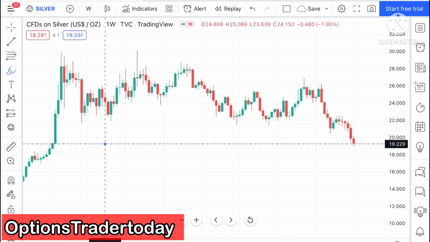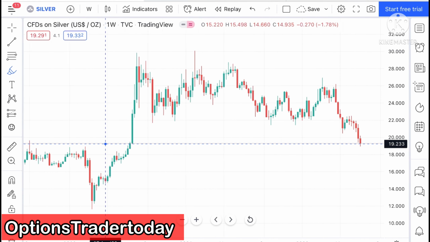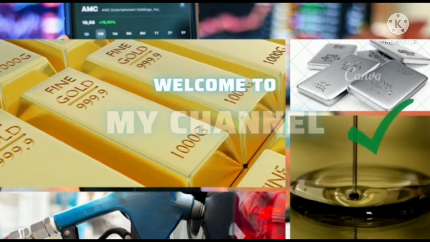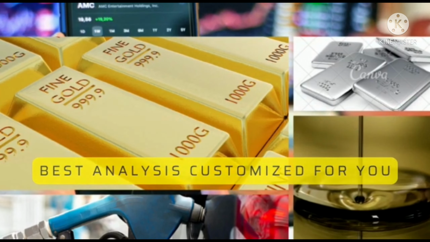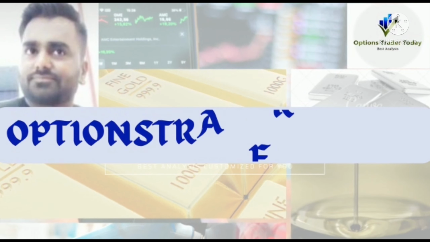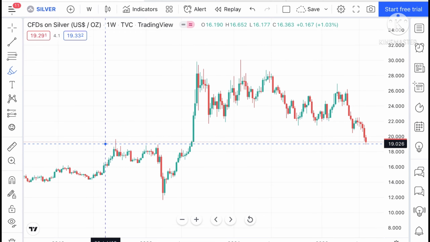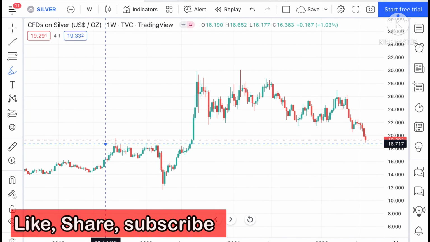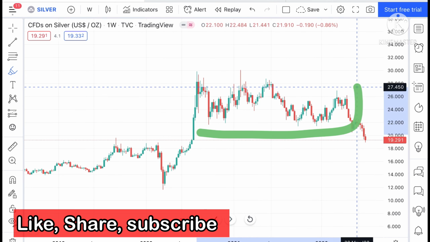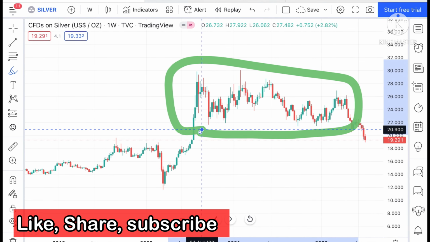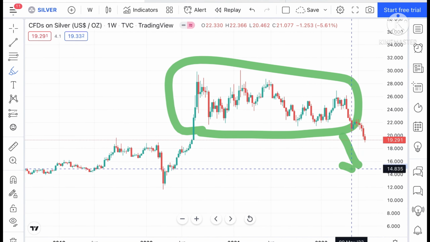So today in this video I will tell you how the price of silver has moved in the last week and how the price of silver can move in the next week. See, if you look at the chart of silver, the price of silver was moving in this particular range for quite some time. After that, we have seen a downfall.